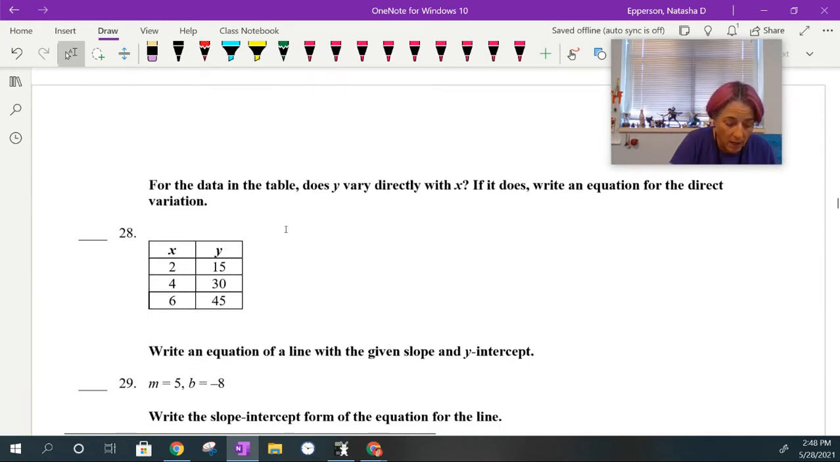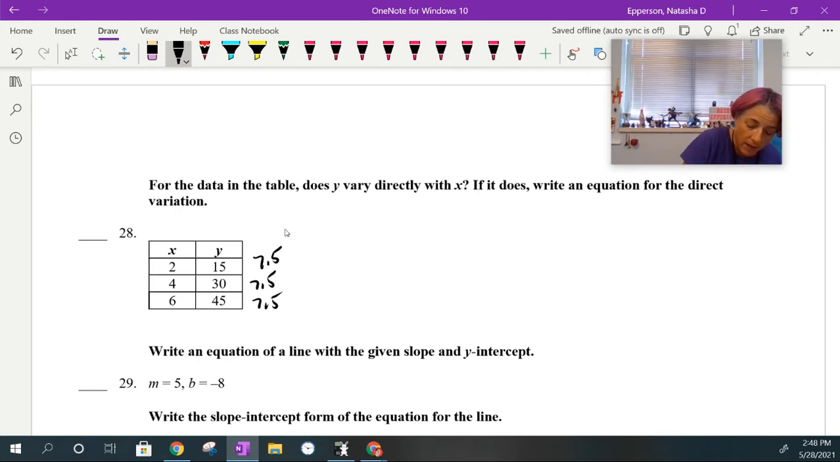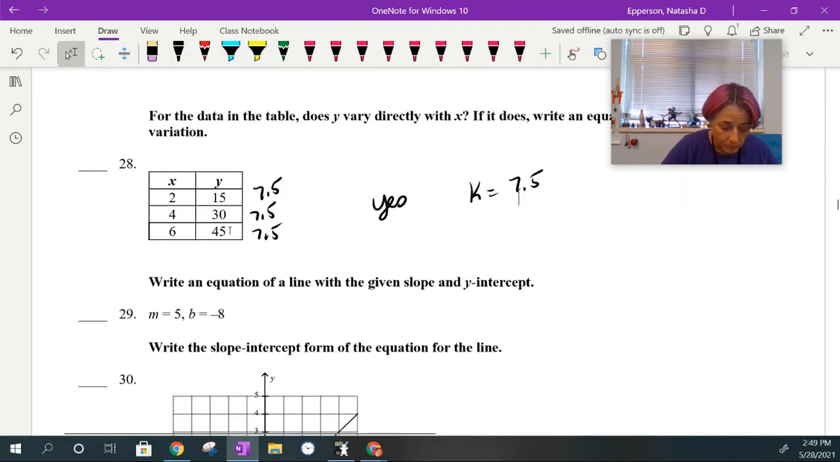With the table of values, I'm going to see 15 divided by 2 gives me 7.5. 30 divided by 4 gives me 7.5. 45 divided by 6 gives me 7.5. So this is a yes, our k is 7.5. That's all you're doing on this question.